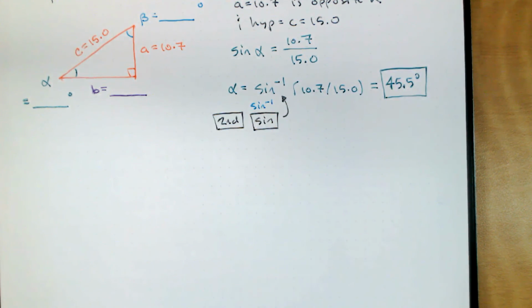Okay. They all have to be different. Oh, yes. That's actually a little bit better, but it takes up more space. Yeah. So the other name for sine inverse is arc sine.